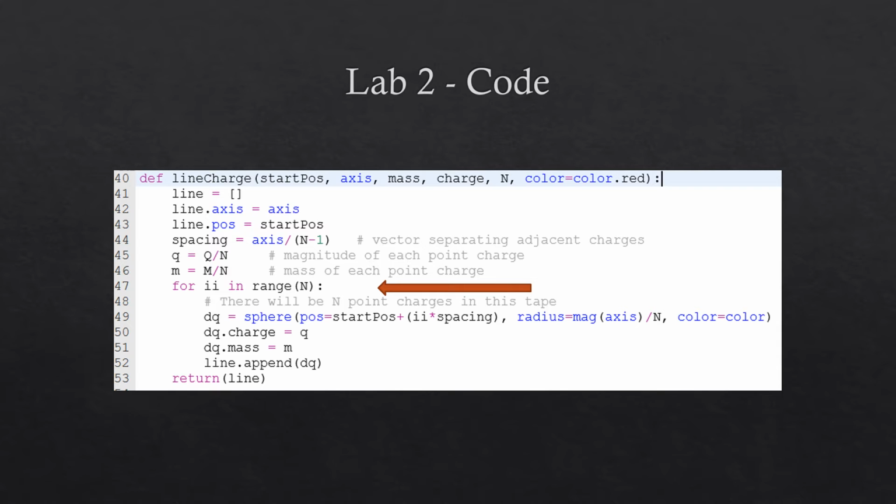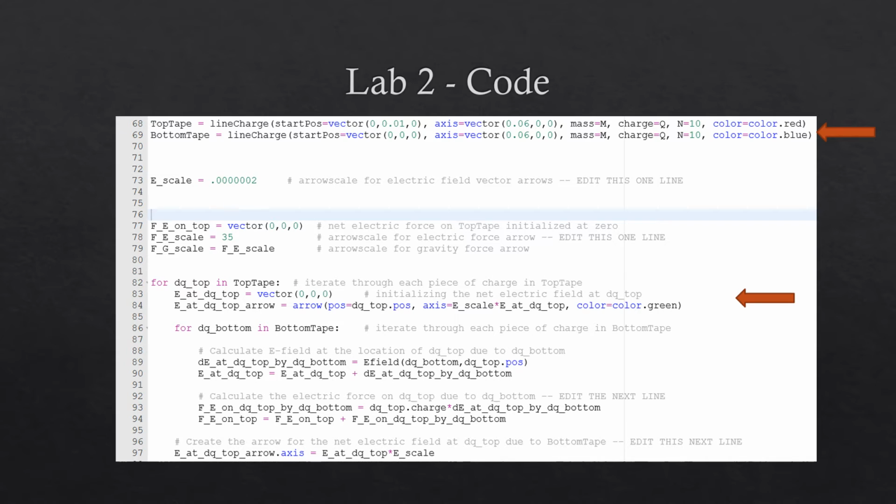The red arrow shows the for loop that creates an n number of point charges that will be shown in our model. This part of the code is where we calculate the electric field and the electric force for the tapes. The top arrow shows the lines of code that create the visual objects that will display the top tape and the bottom tape as a collection of evenly spaced point charges, therefore creating a line of charges. The bottom arrow shows the function that allows the electric force that the bottom tape exerts on the top tape to be calculated.